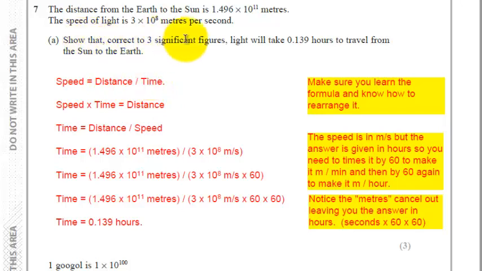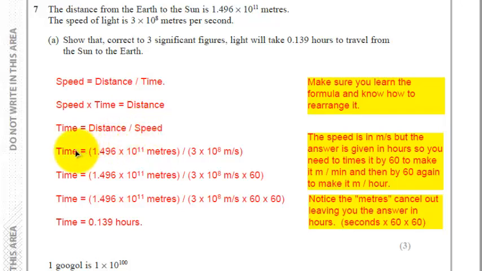That may help you remember the order of the formula. Now for part A, I need to show how long light will take to travel, so I need the time aspect of the formula. So I've multiplied here both sides of the equation by time, and on the next step I have divided both sides of the equation by speed. So time equals distance divided by speed. Some people remember it using a formula triangle, and if that works for you, that's great.